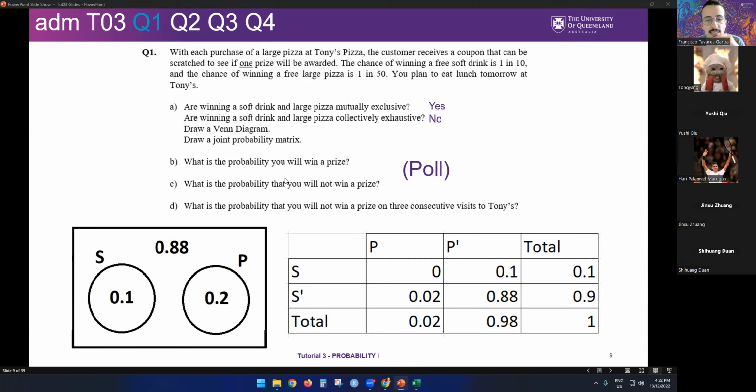So how do we consider the probability of winning a prize? We have a Venn diagram here and also this joint probability matrix. You can use either of them to answer. Probability of winning a prize or not winning a prize. I have 7 answers up to now, and the probability that you will win a prize on 3 consecutive visits to Tony's. I'll give another minute for you to think, and we can discuss.